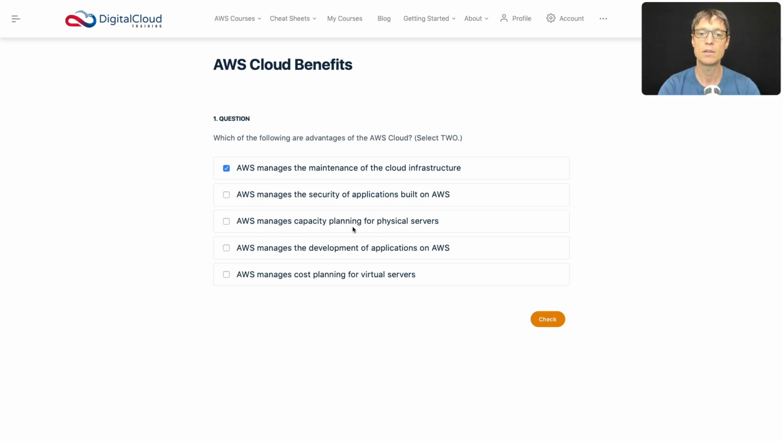AWS manages capacity planning for physical servers. Well, again, that's one that makes sense. So whenever it's anything physical, so the physical hardware, the servers, the compute, the storage systems, the network systems, the data center itself, that's always going to be a responsibility of AWS. So do they do the capacity planning? Absolutely, they do.